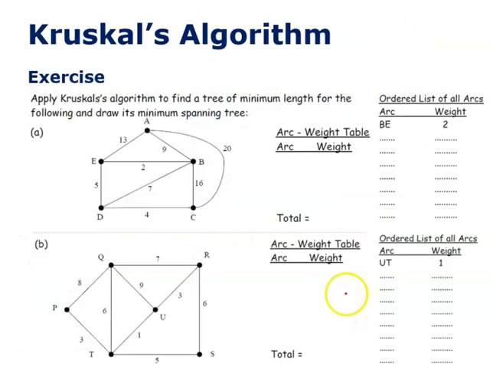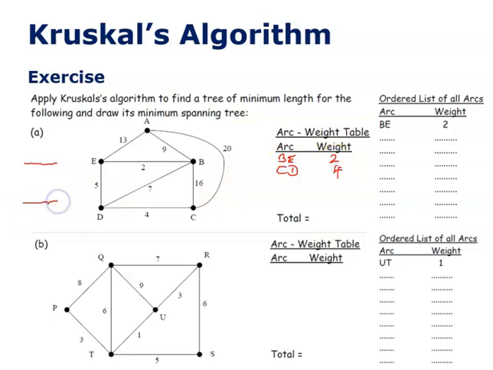So now let's do a couple more of these. I'll do this first one. Again, I'm not going to bother with this ordered list of arcs. I'm going to look at it and just work it out. My lowest one, you always pick the lowest one first of all, and that's BE. So BE is 2. And again, just draw a little picture so you know where you've been. Now, the next one looks to me to be the CD. CD is 4.